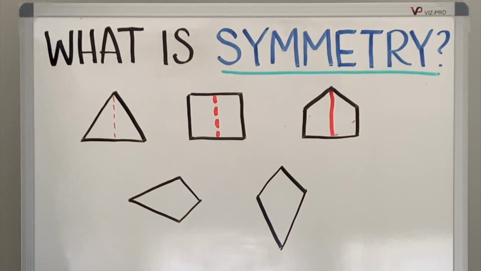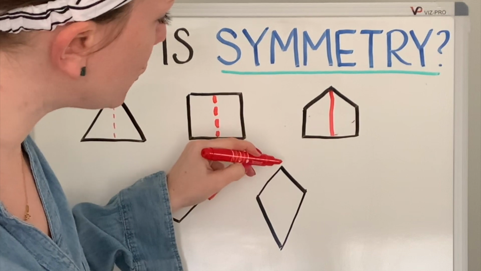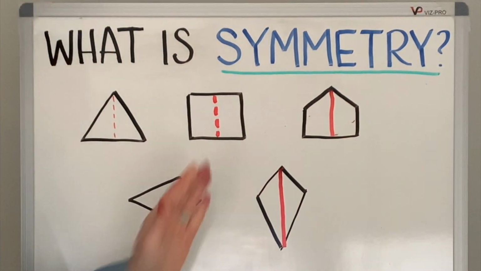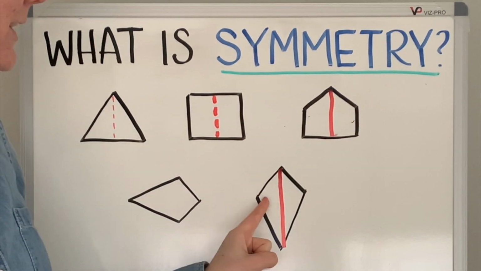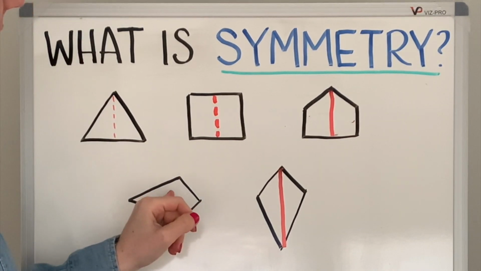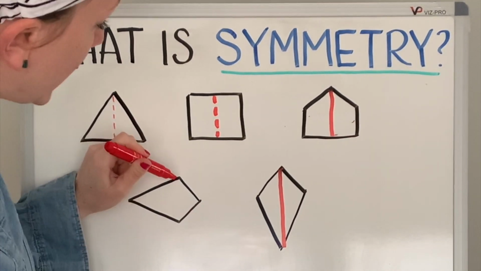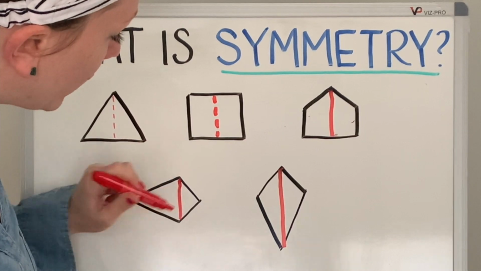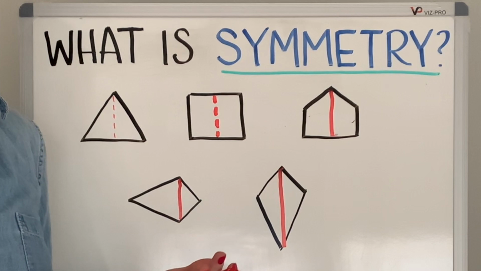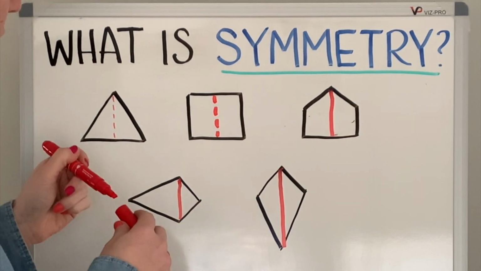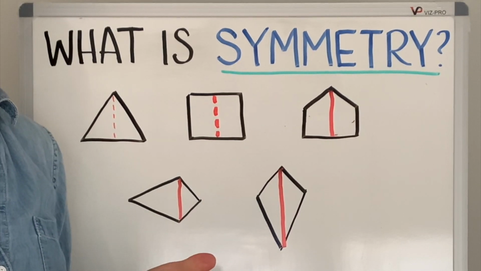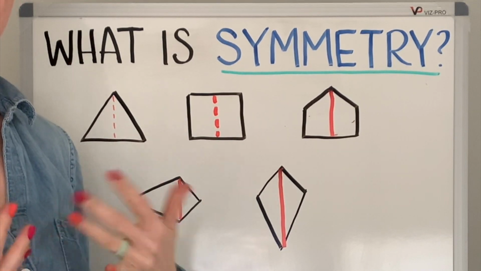Same goes for this kite shape. If I were to draw a line straight down from this corner to this corner, there is a line of symmetry. The left and the right are the same. However, if I have the kite turned sideways and I draw a line from corner to corner, these two sides are no longer equal, so they are not symmetrical. So that is going to help you for the next step, which is the creation of your insect.